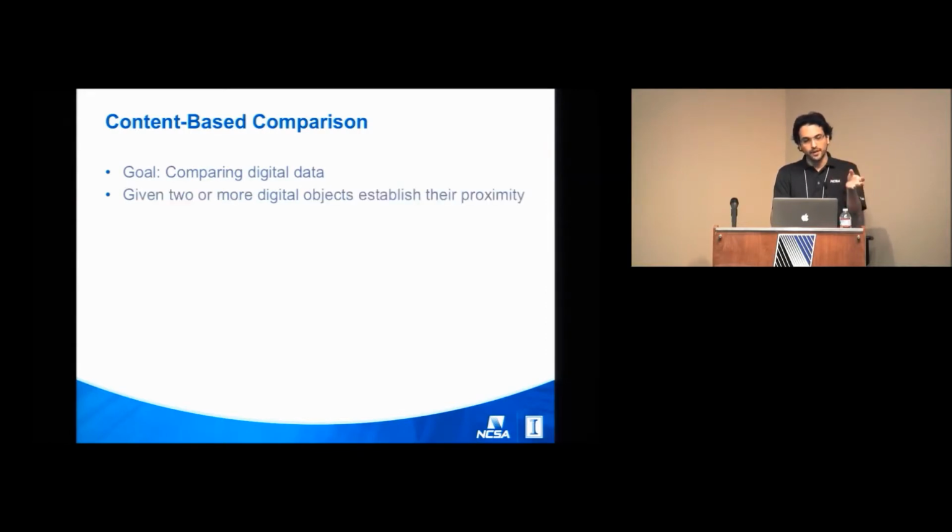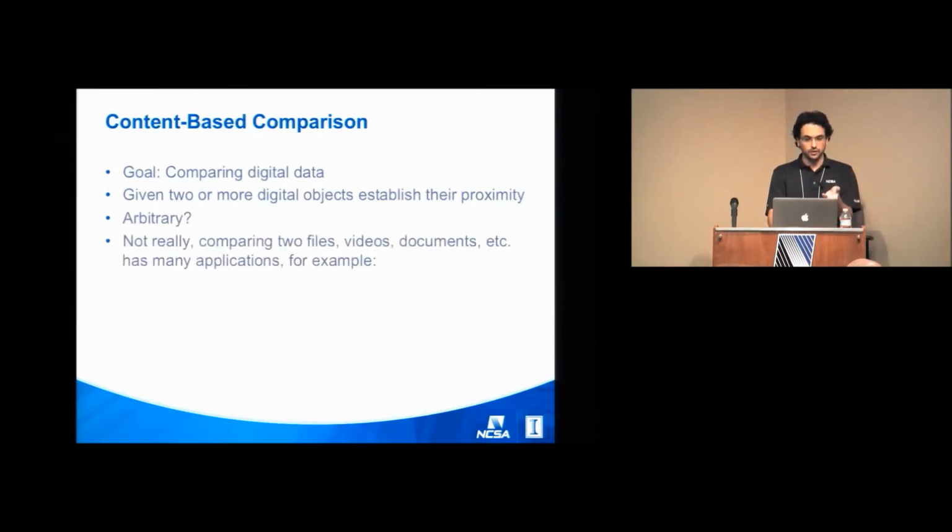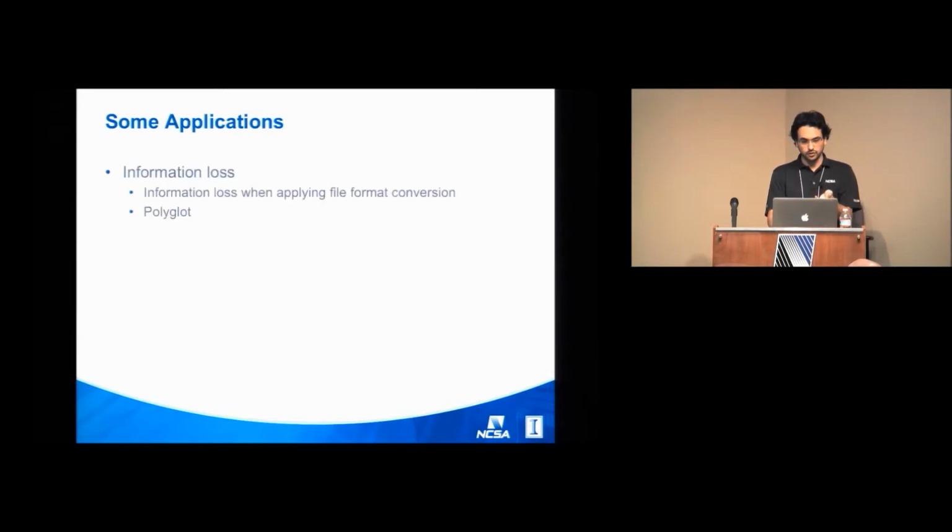So you want to compare digital data, and given two or more digital objects, you want to establish the proximity. That's the simple case, right? So you have two of them, you want to establish proximity between the two of them. It sounds fairly arbitrary, but actually there's a lot of applications.